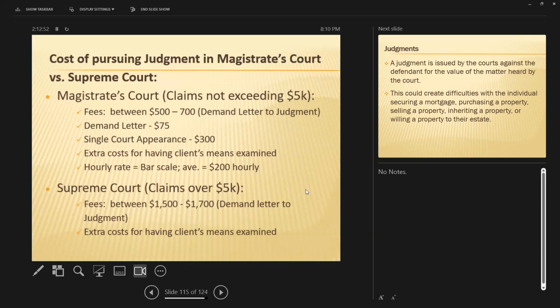If clients say, I ain't got such and such, and you don't have the statement of affairs, then you have to examine the client's means. Then there's another set of money, right? And the hourly rate, I'll have to double check to see if that has changed. The bar scale average is $200 to $400 an hour, and that depends on the seniority of the lawyer. Okay. So as you move up and you get those Queen's Counsel, they don't come easy. They don't come cheap. Okay.